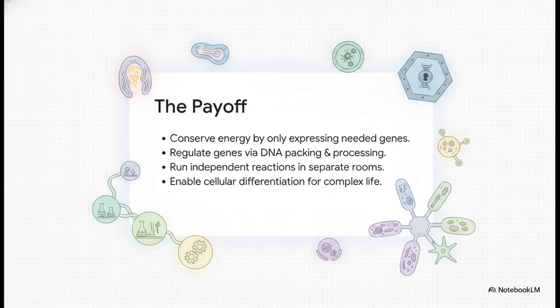Second, advanced gene regulation. By keeping DNA packing and RNA processing safe inside the nucleus, far away from the ribosomes, we get a level of genetic control that's just impossible in a one-room cell. Third, independent microenvironments. Remember, in addition to the nucleus, cells have a huge variety of other compartments. This means the cell can run highly destructive low pH reactions in a lysosome right next to super delicate protein synthesis in the ER, all because they have separate rooms. And finally, cellular differentiation. This advanced regulation is the exact thing that allows a single genome to express completely different traits depending on the cell type.